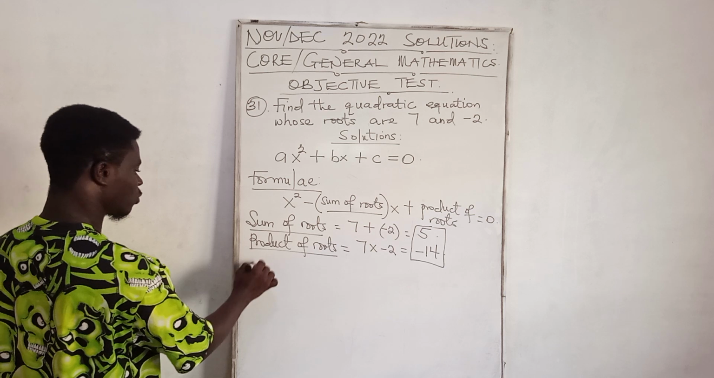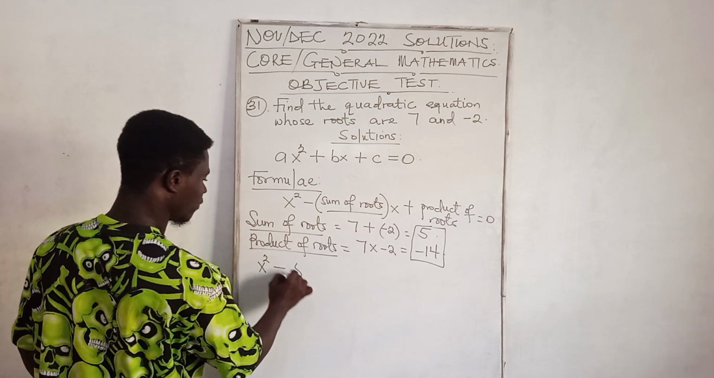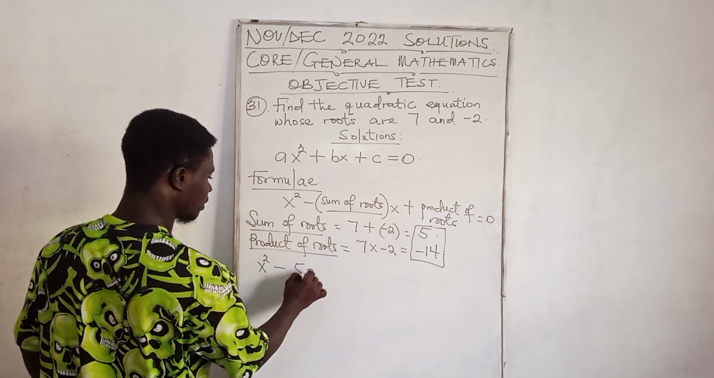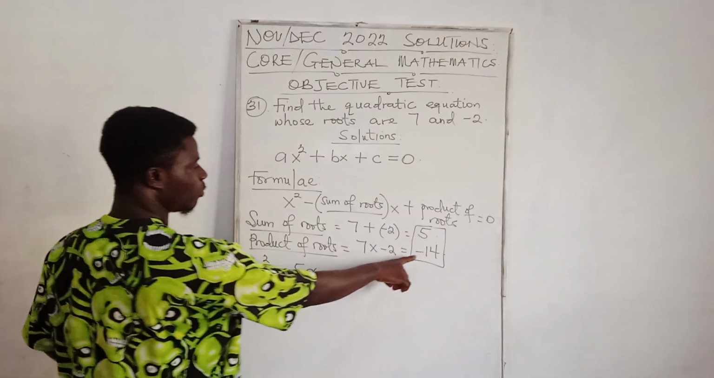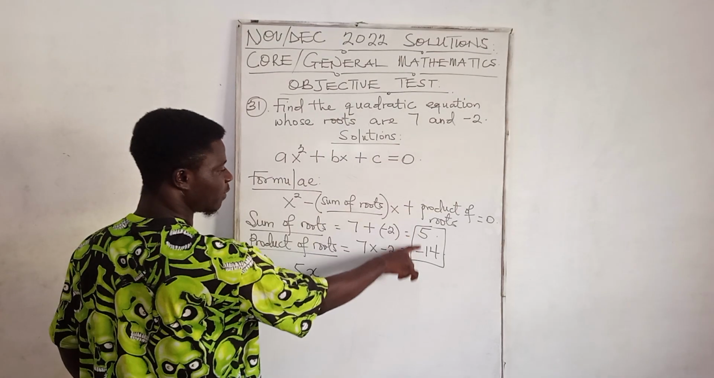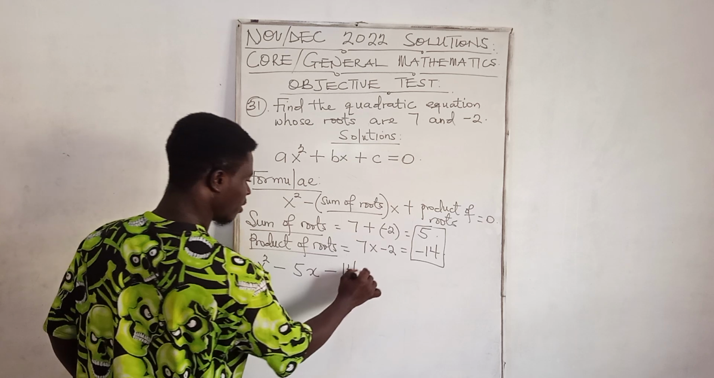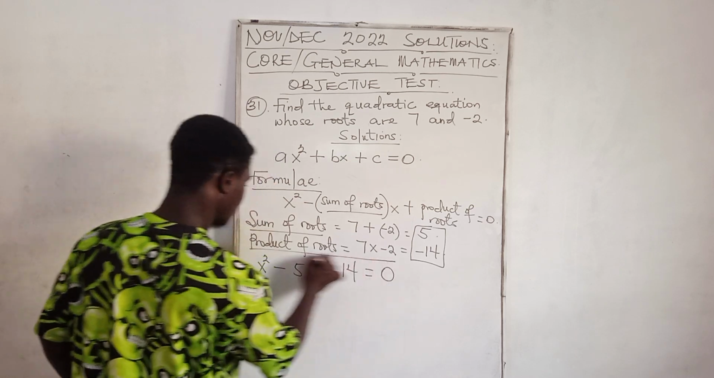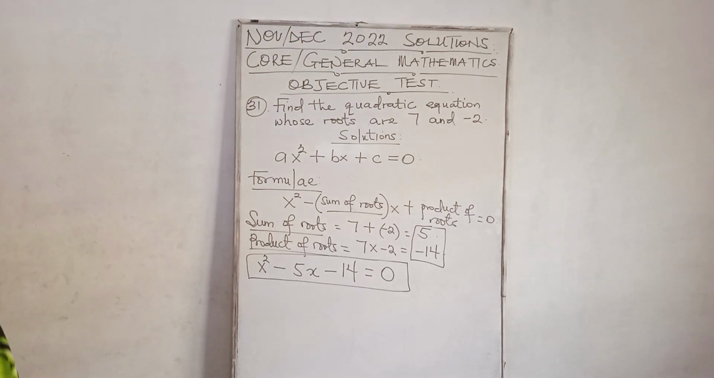So we have x squared minus our sum of roots, 5, multiplied by x, then plus my product of roots. Because here is negative, positive times negative, we get negative. Then 14, which must be equal to 0. So this is what we have: x squared minus 5x minus 14 equals 0.